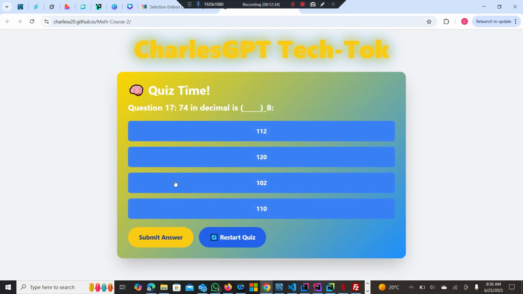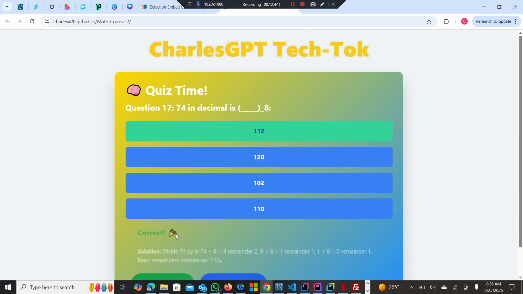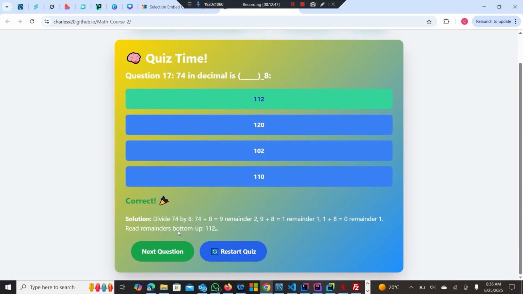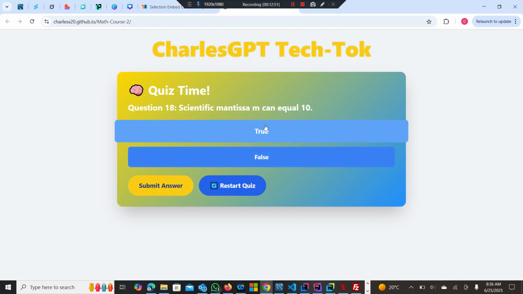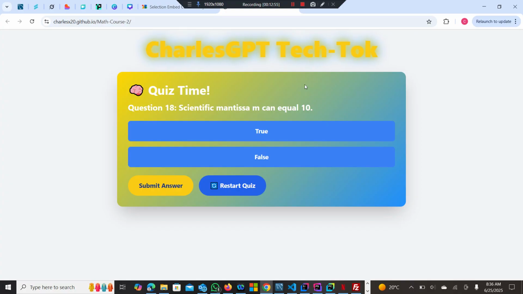So the next question would be: 74 in decimal is, I think, 112. Correct. Okay, it shows you the solutions and stuff. Okay, so the next one, scientific mantissa can equal 10. Okay, mantissas can't be 10. It's from 1 to 9.